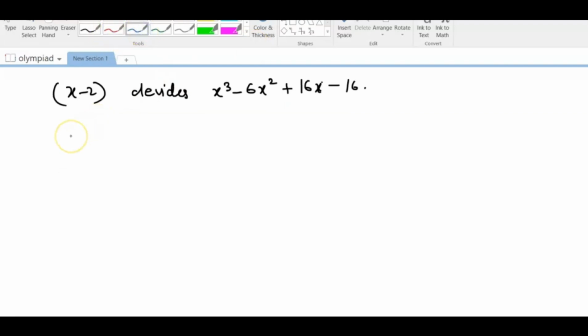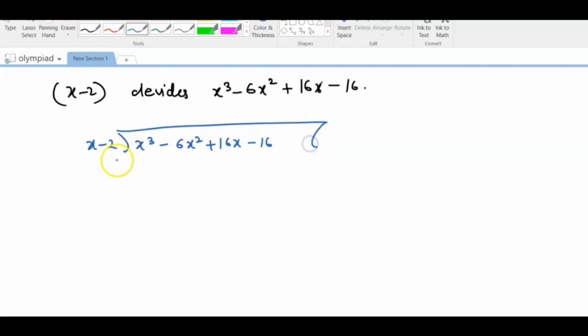So let's divide this. We will divide x cubed minus 6x square plus 16x minus 16 by x minus 2. To divide this, we would need to find something that, if you multiply it by x, we'll get x cube. So what's that?